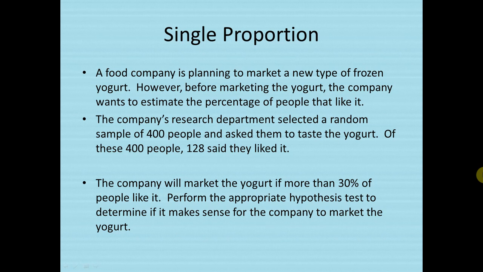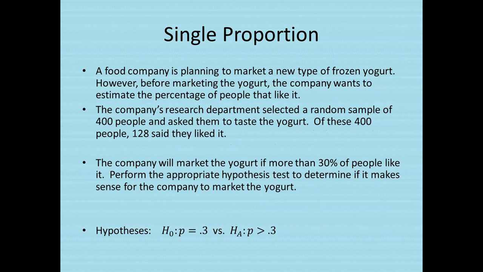Next is a single proportion. If you look at the third bullet point where it says the company will market the yogurt if more than 30% of people like it and we want to perform the appropriate hypothesis test, so we're looking for evidence that more than 30% of people like it, so we're looking for evidence that p is greater than 0.3. That's what our hypothesis should look like. If we're looking for evidence that p is greater than 0.3, that should be our alternative, so that means the null should be p equals 0.3.